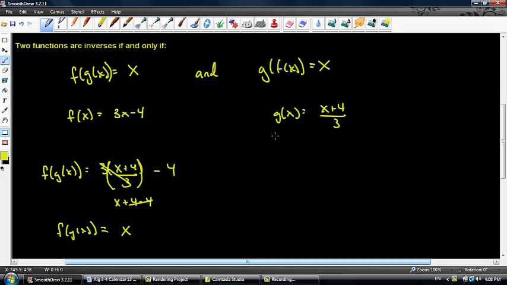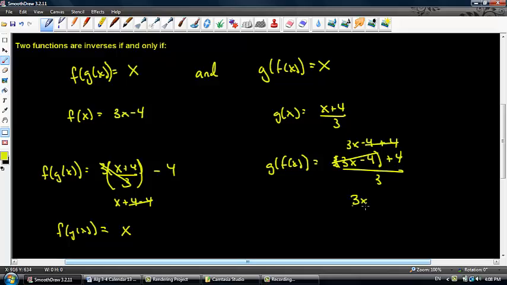Well, let's see if the other side is true. If I look at g of f of x, will I get the same thing? Well, f of x is the innermost function, so I'm going to take 3x minus 4 and pump it into here. So that is 3x minus 4 plus 4, all divided by 3. Because I'm adding, the parentheses can kind of go away. So I end up with 3x minus 4 plus 4. These are going to cancel each other out, leaving me with 3x over 3. Those 3's are going to cancel each other out, leaving me with g of f of x equaling x.